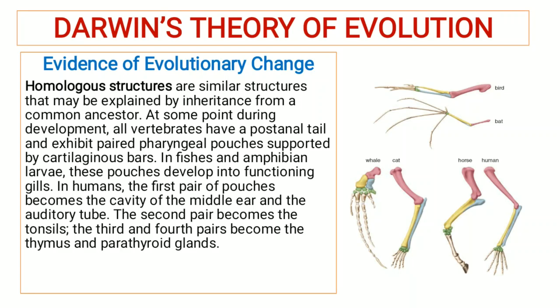Next, in this figure, you can see the forelimbs of different vertebrate species. They have almost similar structure, but they have different functions. For example, the forelimbs of birds and bats have been modified for flight, whereas in humans and horses, they are modified for walking. Cats, and the flippers of whales, are modified for swimming. So all these structures have evolved from a common ancestor, but now they have been modified to perform different functions.